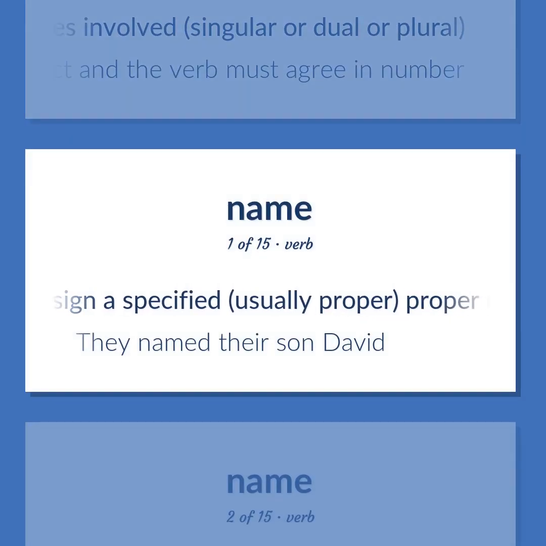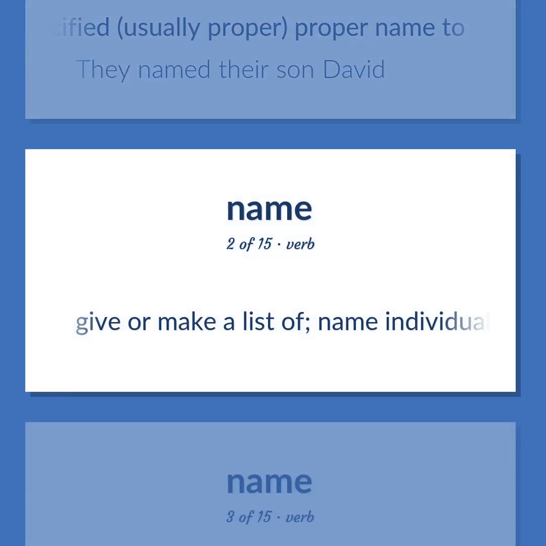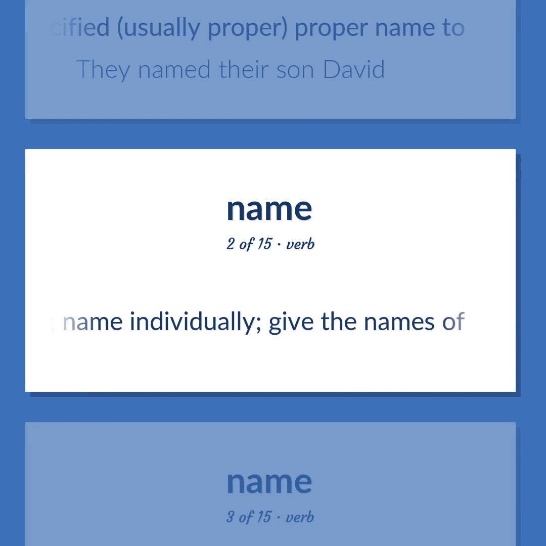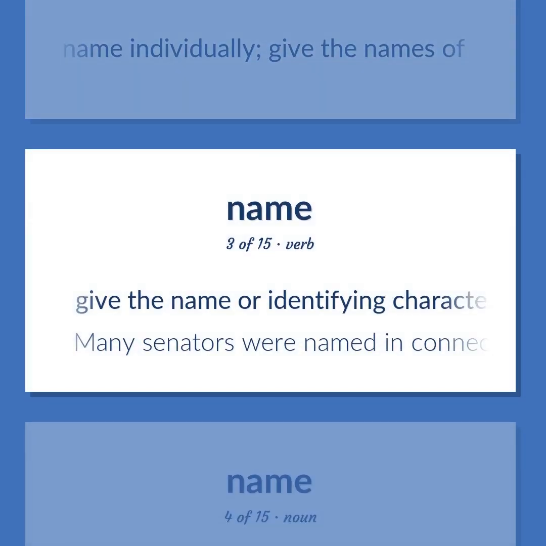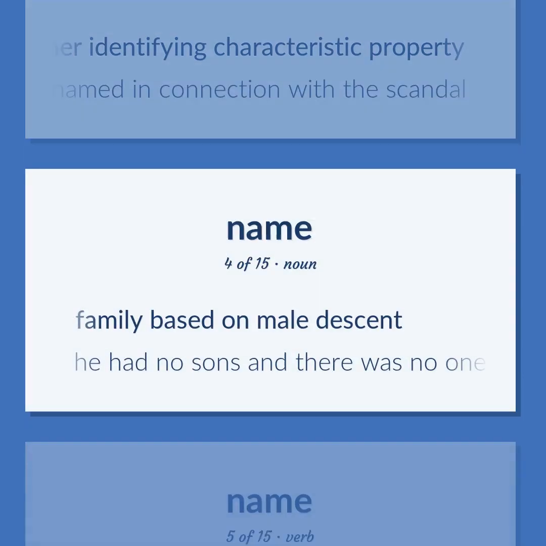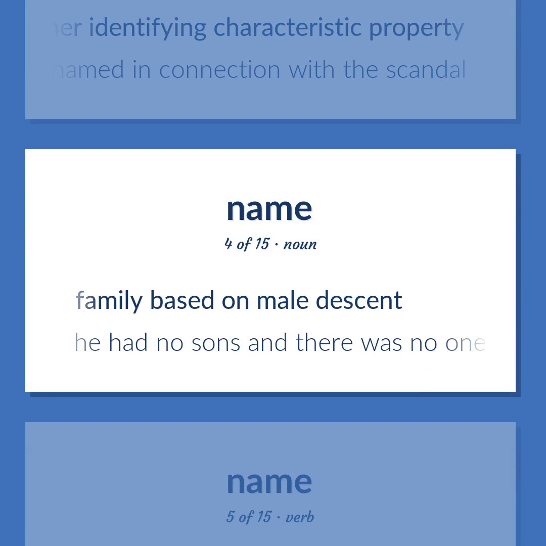Assign a specified, usually proper name to. They named their son David. Give or make a list of. Name individually. Give the names of. Give the name or identifying characteristics of. Refer to by name or some other identifying characteristic property. Many senators were named in connection with the scandal. Family based on male descent. He had no sons and there was no one to carry on his name.